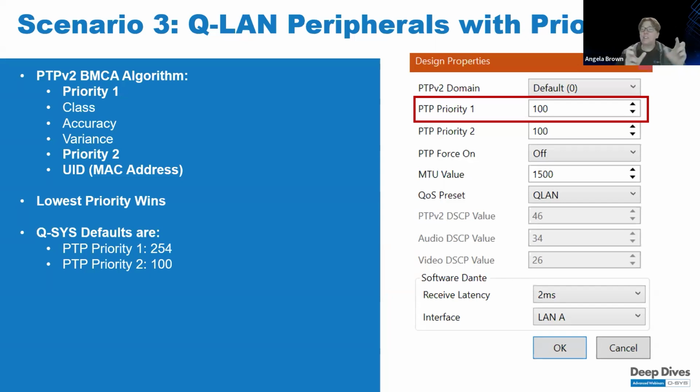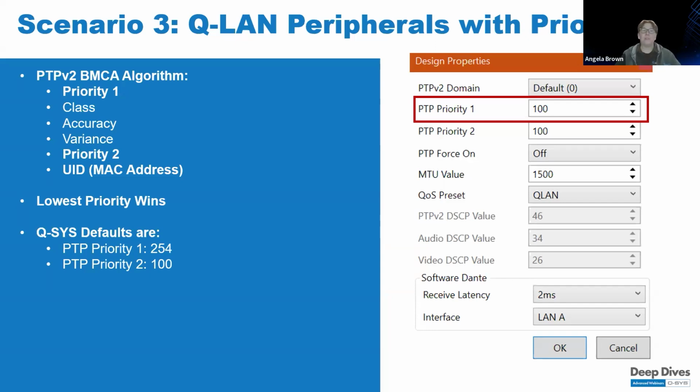Every now and then, a MAC address that's slightly higher will get elected because it's a hash of the MAC address, not a direct comparison of the MAC address. But in general, the lowest number there wins. As we go through this best master clock algorithm, the lowest number always wins. Just keep that in mind, that as we talk about the different values, the lower the number, the better every time.